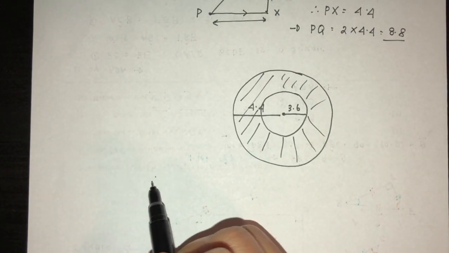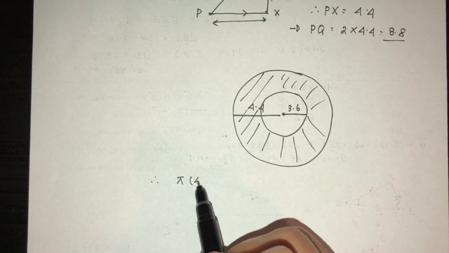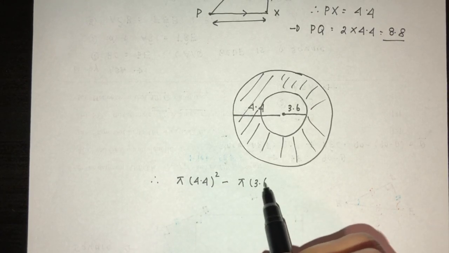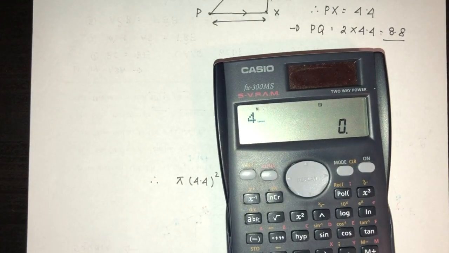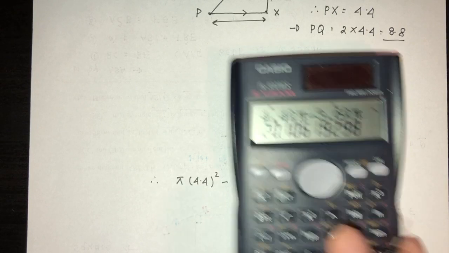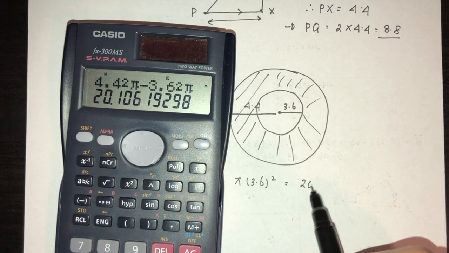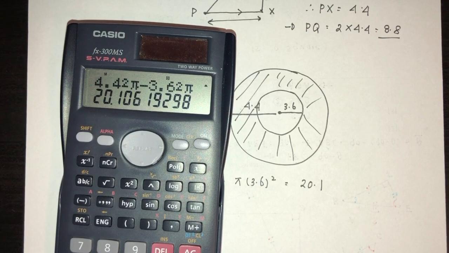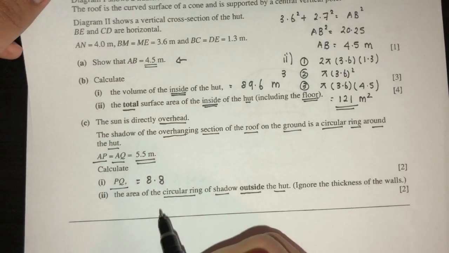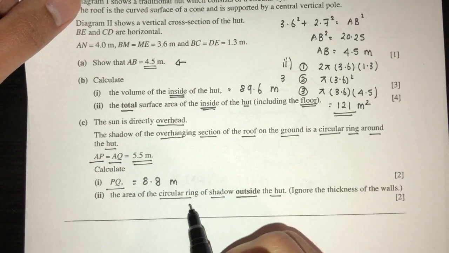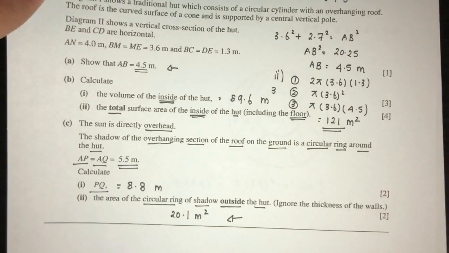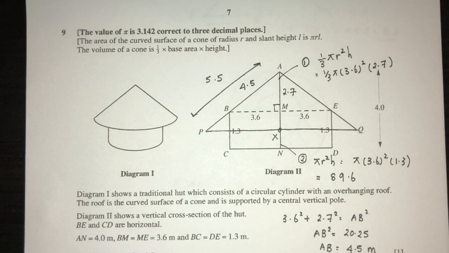So let's do that. First is pi r squared of 4.4 for the large circle minus pi times 3.6 squared of the small circle. That will be 20.1 for your answer. And this is your answer, part 2 for question number 9. Of course, you have to write down the units. That will be 20.1 meters squared for area. That will be your question number 9.